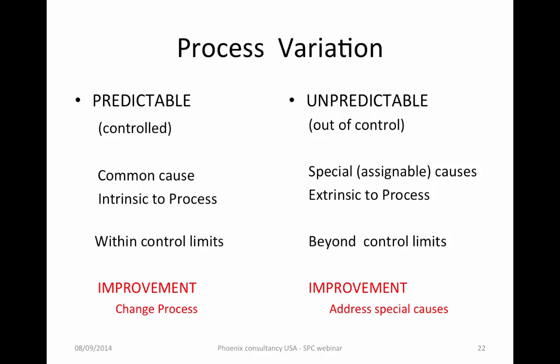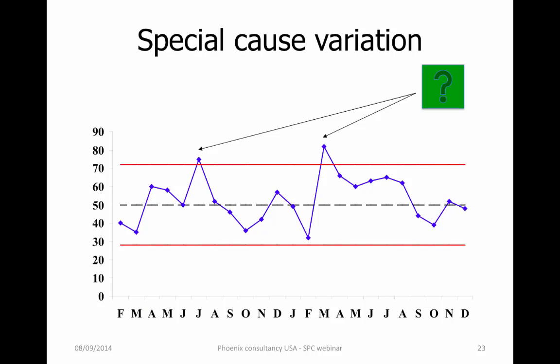If the process or system is behaving unpredictably and is out of control, data points will be present beyond the upper and lower control limits. These are usually a result of special or assignable causes that are extrinsic to the process. Improvement for an unpredictable or out-of-control process usually starts with trying to address the special causes for this unpredictable variation in order to bring the process into control and make it predictable.